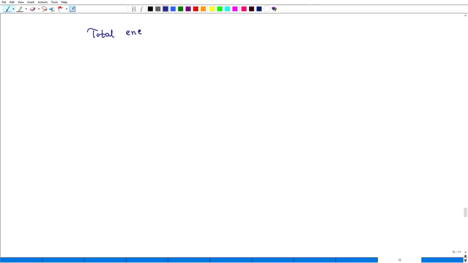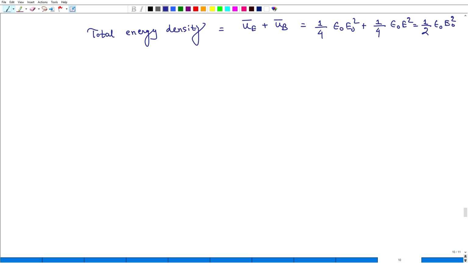Total energy density. Essentially it will be just UE plus UB average. So, we can write it 1 by 4 epsilon naught E0 square plus 1 by 4, both are the same, right. Again we can also write it like 1 by 2 mu naught B naught square. So, this is the total energy density U average. If we consider the complete cycle, then the average value can be written as just U.